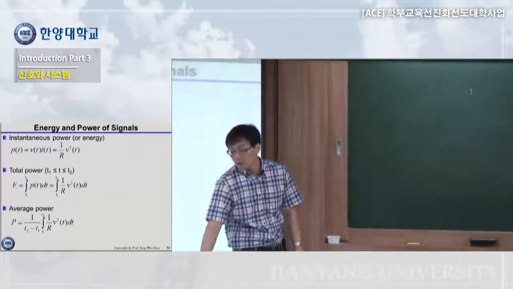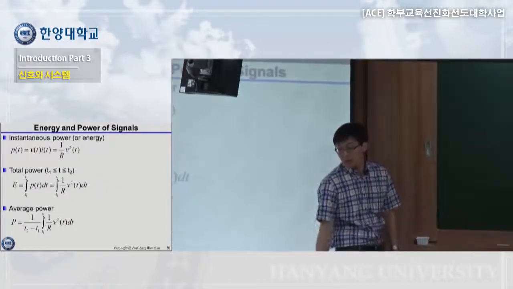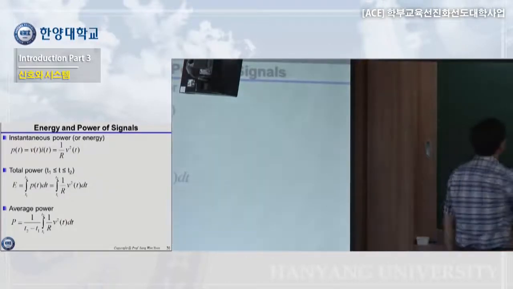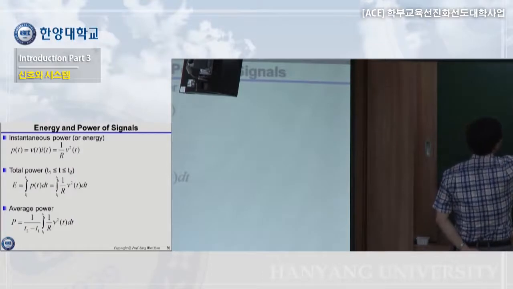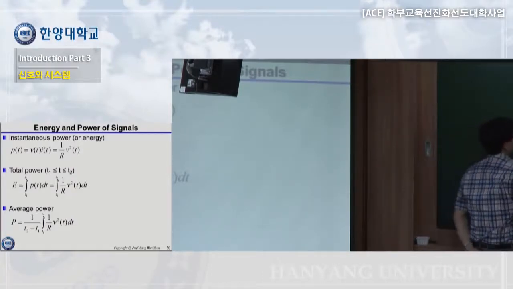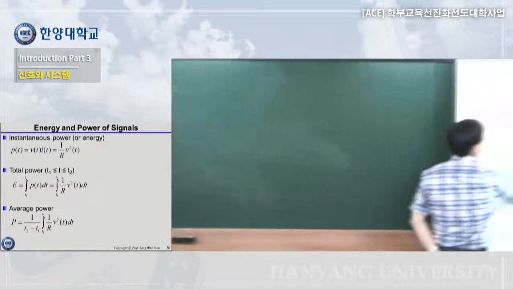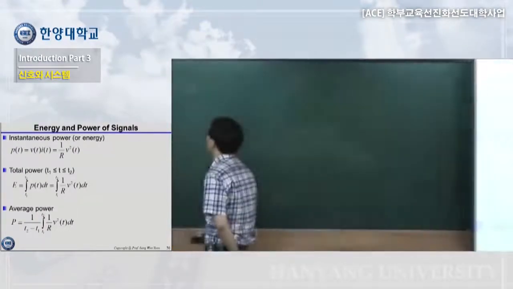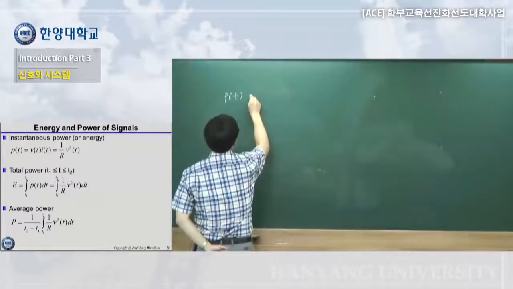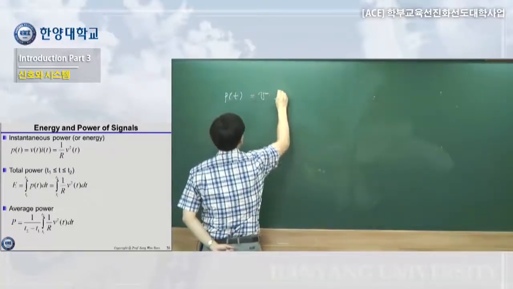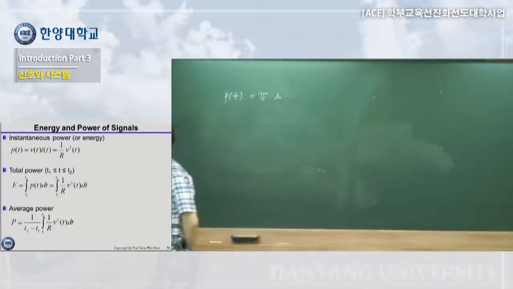Now we have instantaneous power of energy. This is the definition. So power is given as the voltage times current. This is for sure.